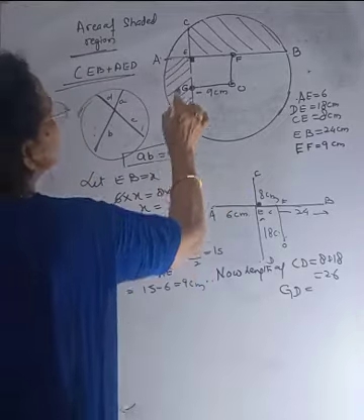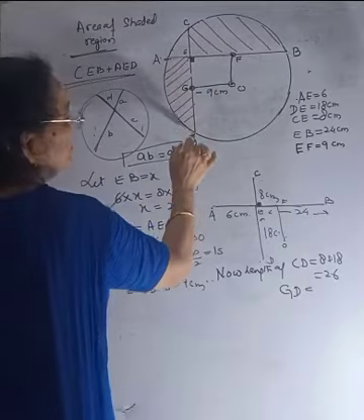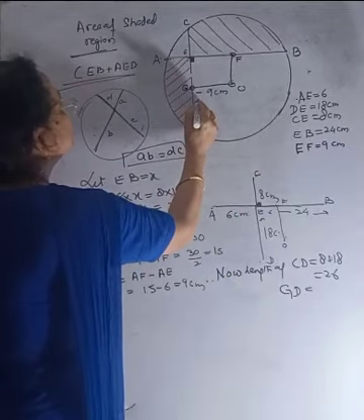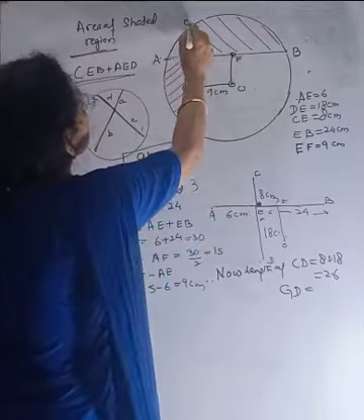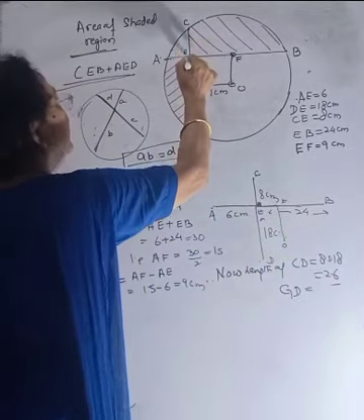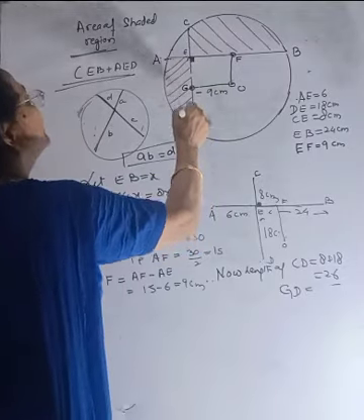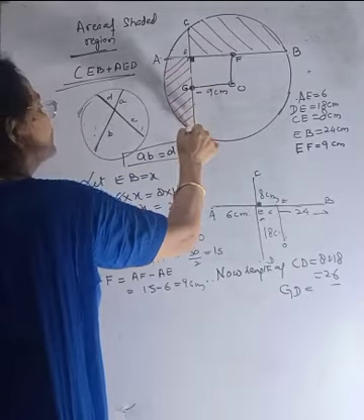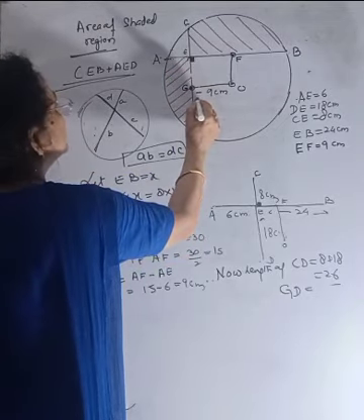This portion will become 13 because this was totally 26. 8 plus 18 is 26. It means this is the middle point. This portion is equal to 13.